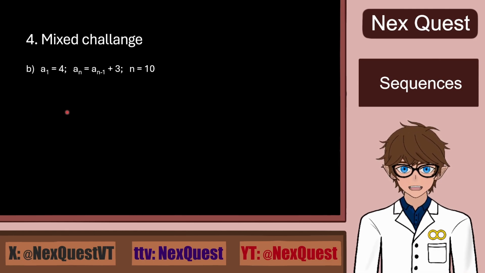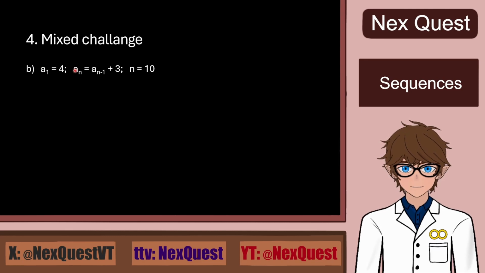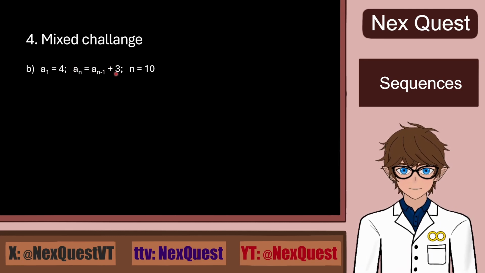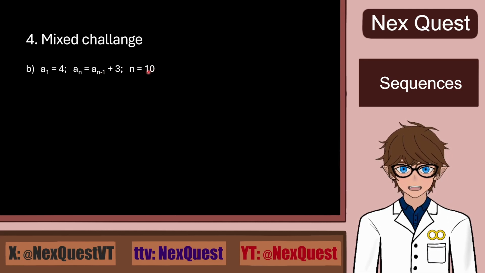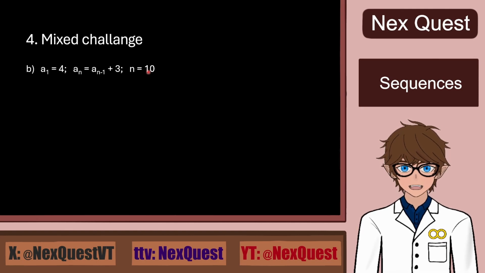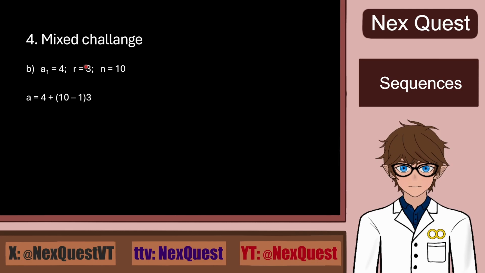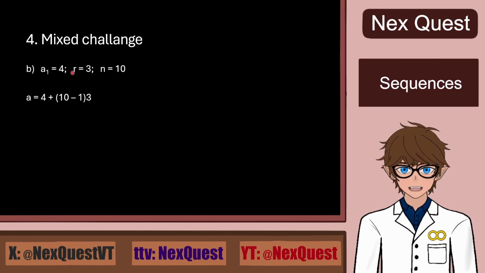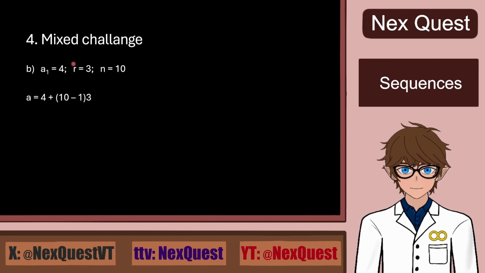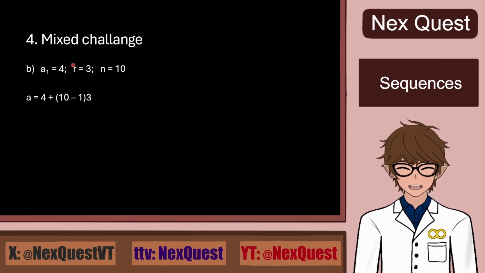Now, for the B part, we have 3 pieces of information. First term is 4, that the nth term is 3 greater than the previous one, and that we need the 10th term. So let's rewrite this information in a way that's easier to understand. So what the nth term being 3 more than its previous term basically means is that, what, am I dumb? This is supposed to be D. Fair enough. This is the difference. Ignore the R. It's supposed to be D.